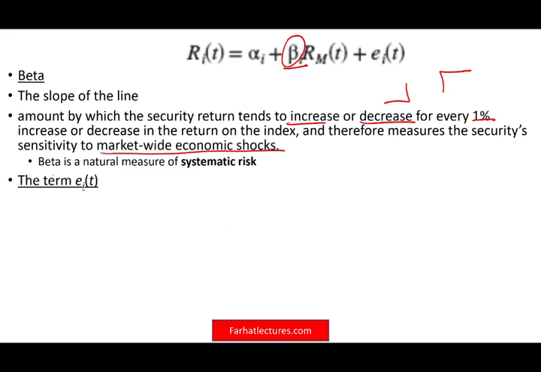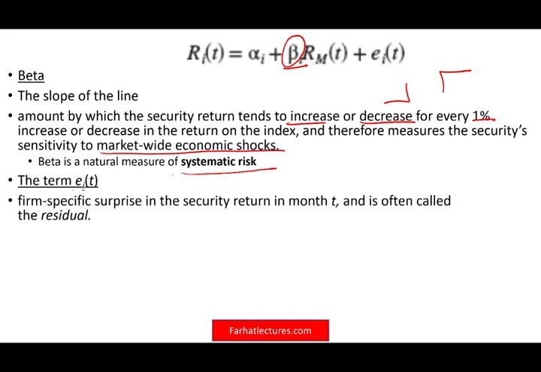Beta is the natural measure of the systematic, or market, risk. How does the market risk affect your stock? What's the relationship between the two? And the term e_t, at month t, is the firm-specific surprise in the security return in month t. It's often called the residual. Basically, this is the risk that's specific to the company itself. Think about it. This is the market risk, and this is going to be the firm risk.